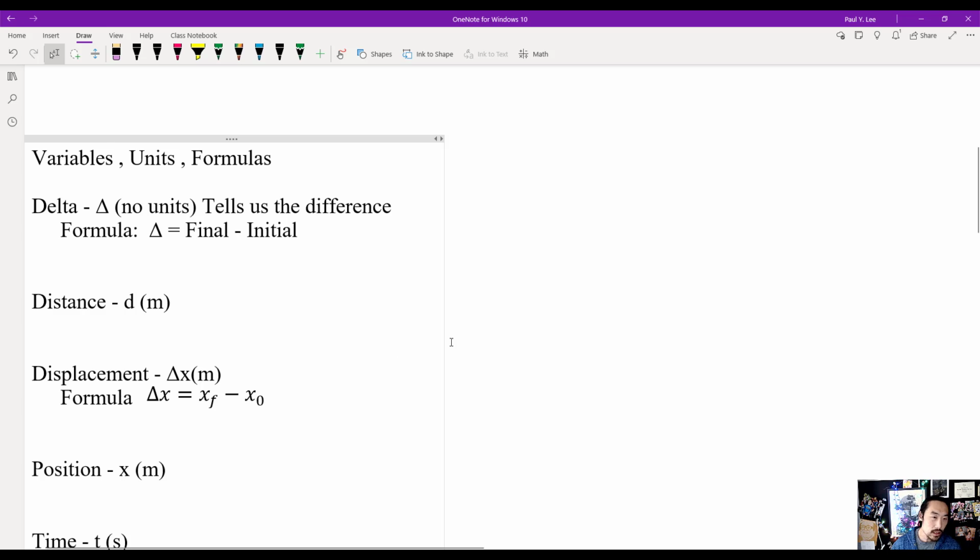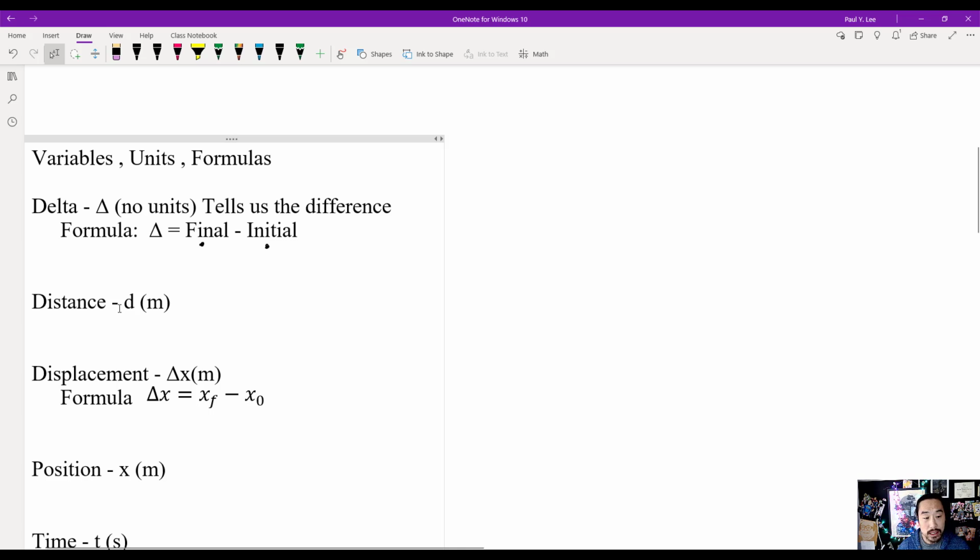Okay, so with that, we have a couple of variables, units, and formulas. Let's just go over this individually. The first one is delta. Delta is just a little triangle, and this is the first of many Greek letters that we'll use. This triangle has no units associated with it. We'll see an example where delta is used, but basically delta tells us we're looking at the final minus the initial. So it's the difference between the two.